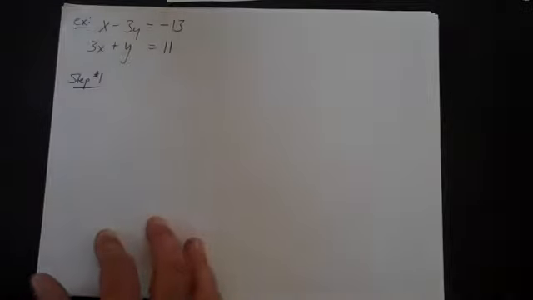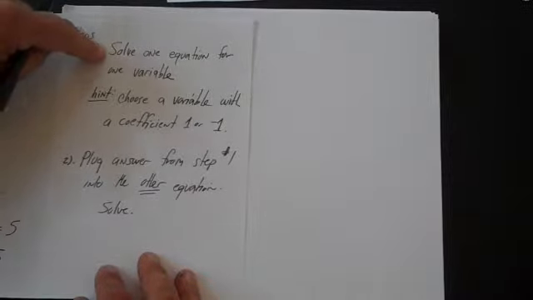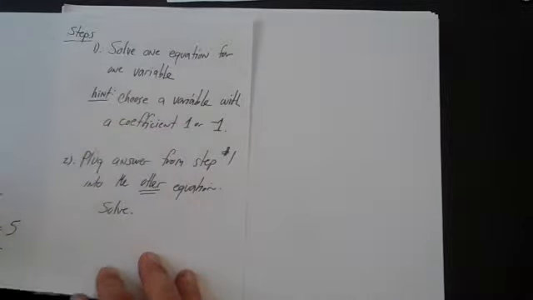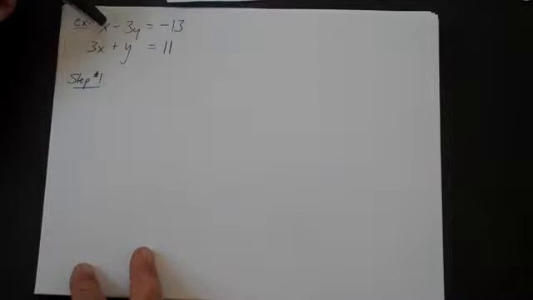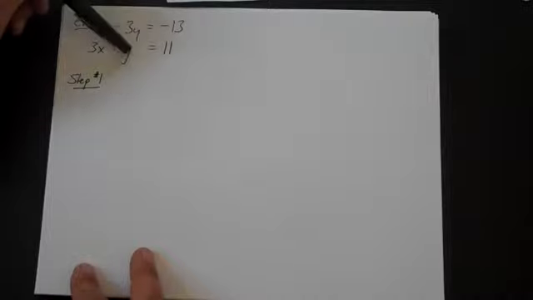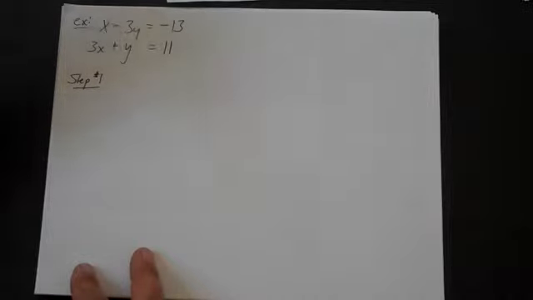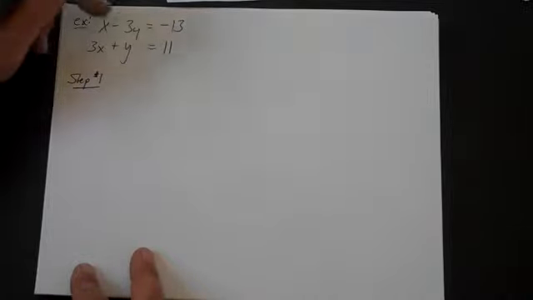If you want to look at the steps again, the first step is to solve for one variable in one equation. Choose one with a coefficient of 1 or minus 1. This has coefficients of 1, minus 3, 3, and 1. It doesn't matter if I choose this x or this y. You can choose either one. I'm going to choose the first one.